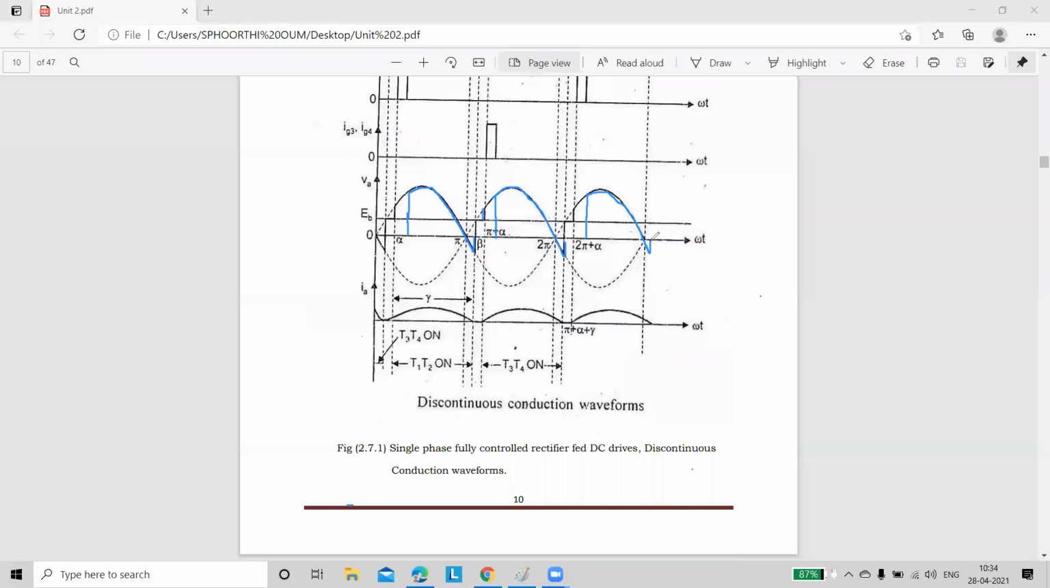And next, I am just avoiding this. Just wait. Initially I am taking the firing angle as 30. Now it is 60. And now I am taking the firing angle as more than 90. Okay? Okay, ma'am.